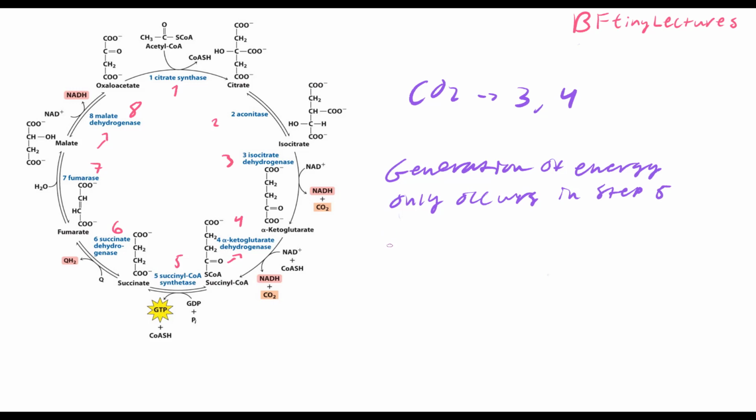Usually ATP is produced in plants and in bacteria. Okay, so animal cells typically form GTP, right? So the GTP or the ATP is formed through the thioester of the coenzyme A. Okay, so we can say that ATP or GTP is formed via substrate level phosphorylation.